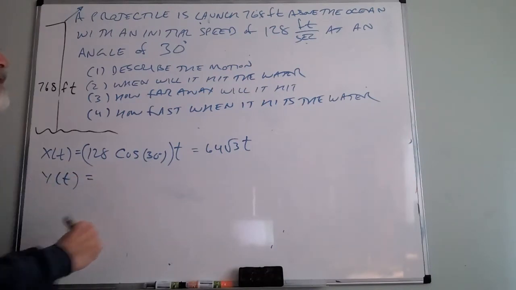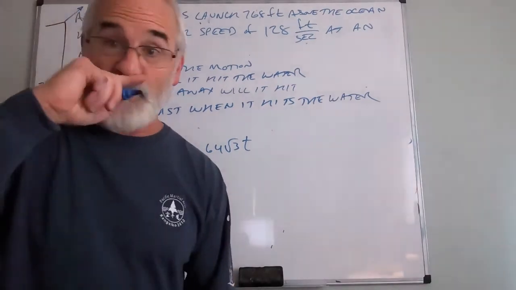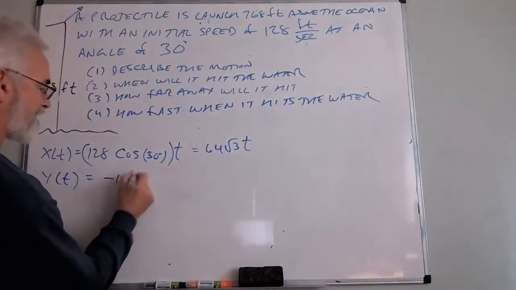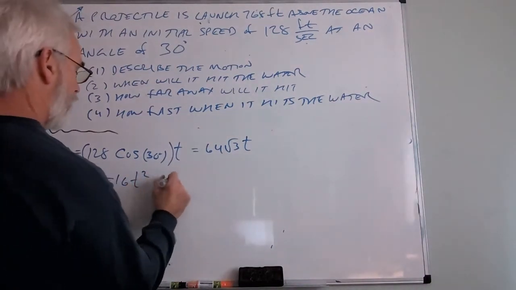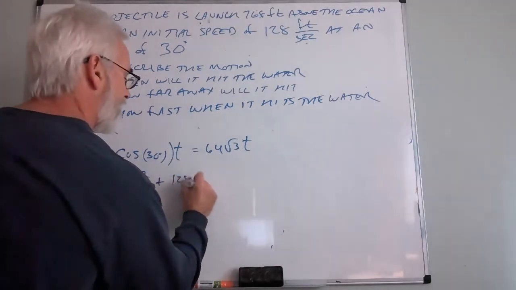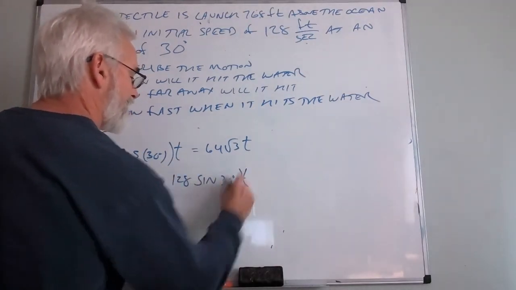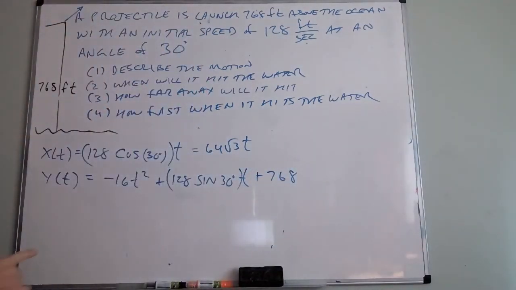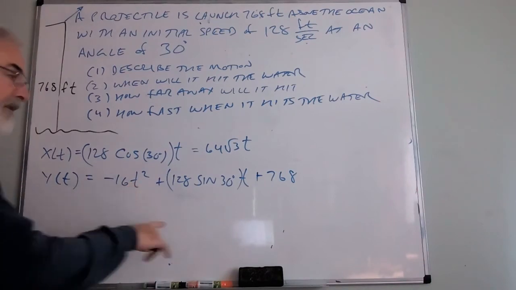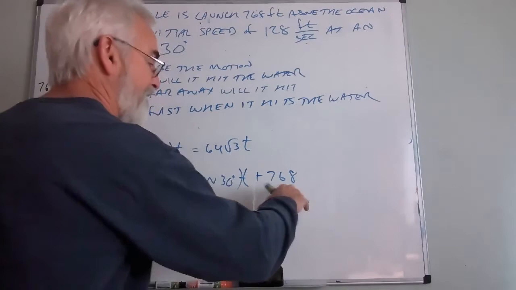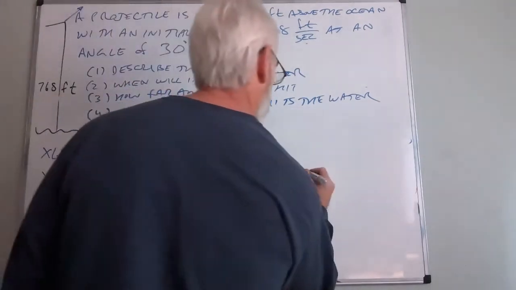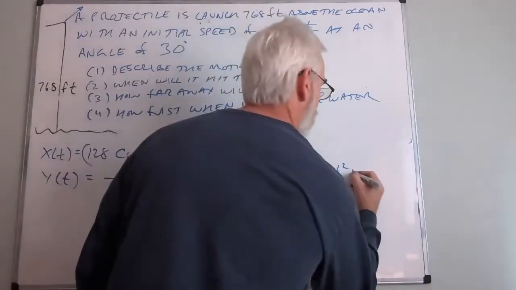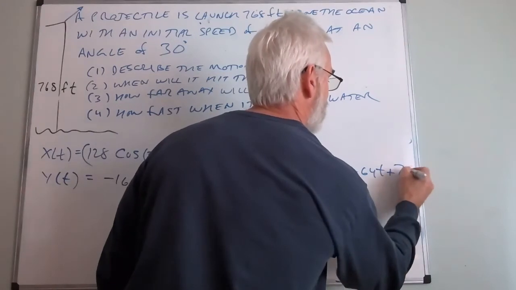All right, y of t. What's y of t? Well, we're using English standard, so we're going to use 32 feet per second squared, just because it makes it easier. So then that would mean that this is negative 16 t squared plus 128 sine of 30 degrees times t plus 768. And you notice this is in feet because this is feet per second squared times second squared. This is feet per second times second, and this is feet. So when all said and done, this looks like it's going to be negative 16t squared. Sine of 30 is just a half. So that'd be plus 64t plus 768.